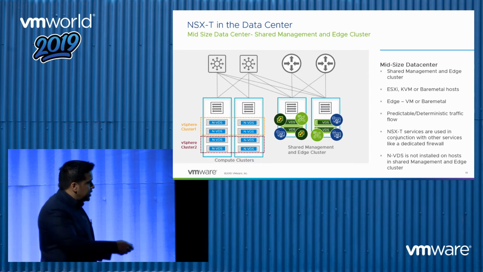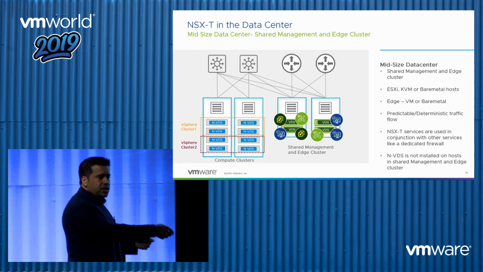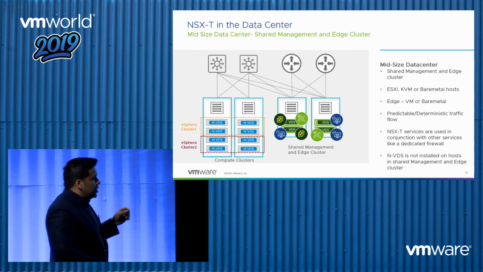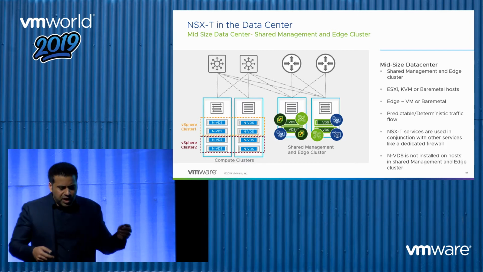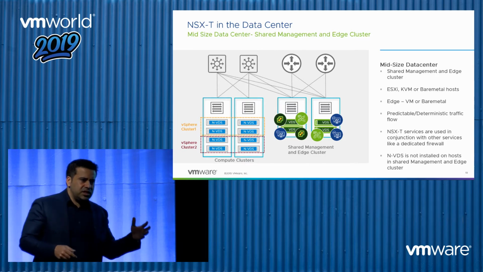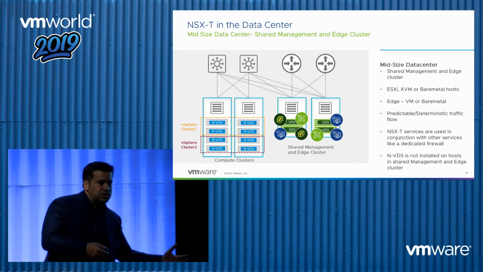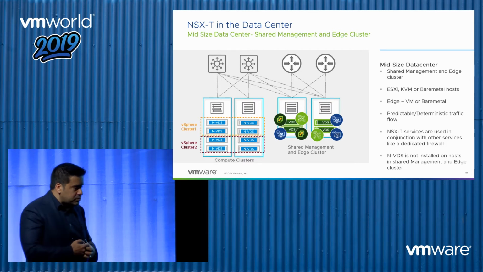And you would notice that NVDS is not installed in this, meaning these hosts are not prepped for NSX. These hosts are just ESXi hosts. You have a VDS running, and you have done nothing from the NSX side other than installing a couple of VMs, NSX Edge VMs and Manager VMs. Now, in this case, you would have a dedicated firewall, of course, but you would leverage NSX-T services in conjunction with those services. You could have an F5 load balancer that would be used in conjunction with the NSX load balancer.